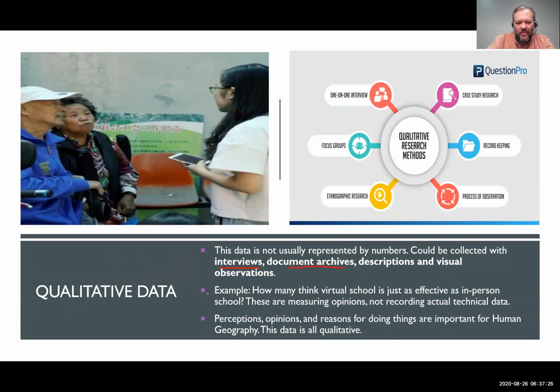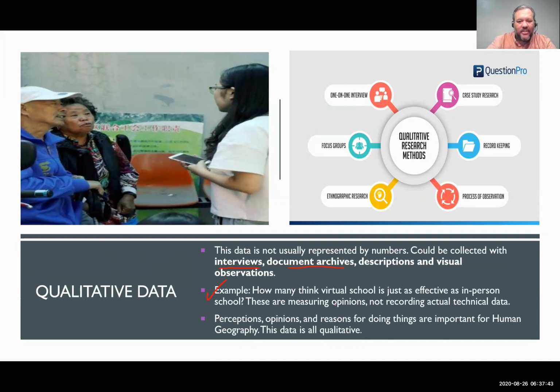And so think about this one. Take a look at this example. How many think virtual school is just as effective as in-person school? And so I could give you some opinions, or I could give you a list of choices and say highly effective, like on a scale of 1 to 10. And that could be some of our quantitative data.